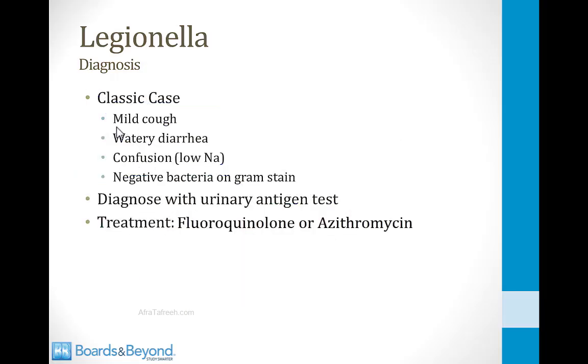So the classic case is a patient with a mild cough and watery diarrhea. The patient may have confusion from the low sodium level, and there'll be negative bacteria on gram stain because, as I said before, Legionella doesn't gram stain well. You can diagnose it with the urinary antigen test, and then the antibiotics that are usually used are fluoroquinolone or azithromycin because both of these antibiotics cover atypical bacteria.